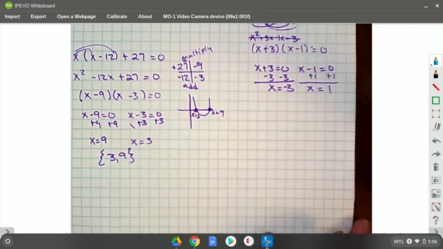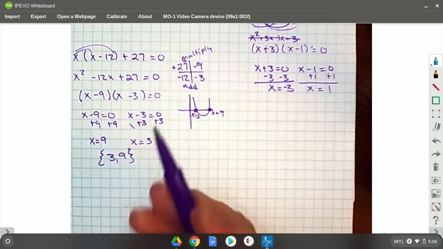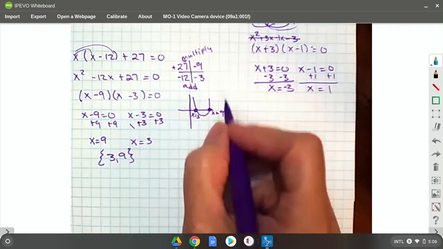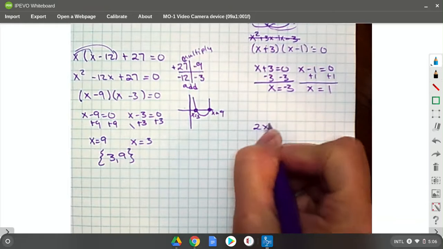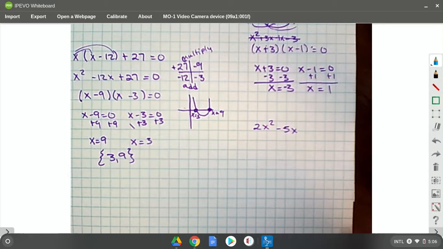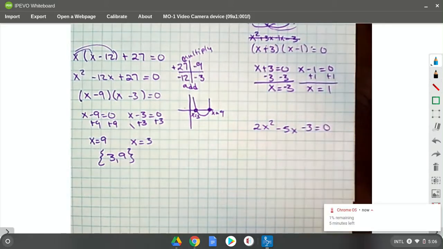All right, so one more thing before I close out this one. In all of these examples we've done so far, our a has always been equal to 1, and we've been able to just place our x. But what if it doesn't? So what if I have 2x squared minus 5x minus 3 equals 0.